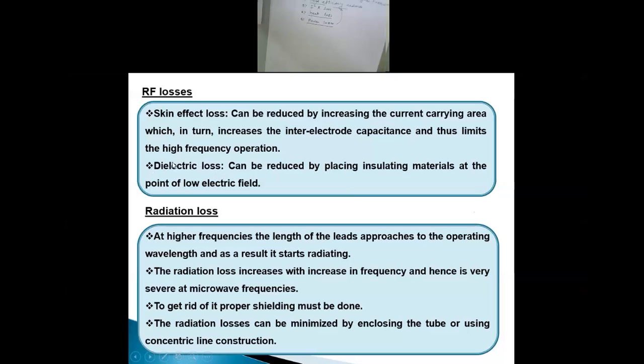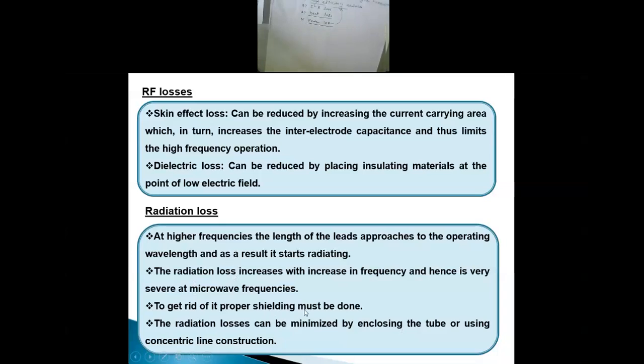The RF losses because of the dielectric losses can be reduced by placing insulating material. Again, there may be radiation losses at high frequency, because the lead will act as an antenna with a small wavelength, and that's why those losses occur. The radiation losses increase with the increase in frequency, so there will be more losses at high frequency.